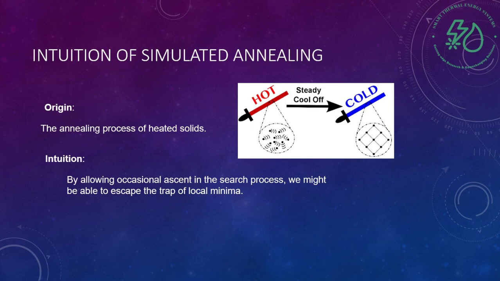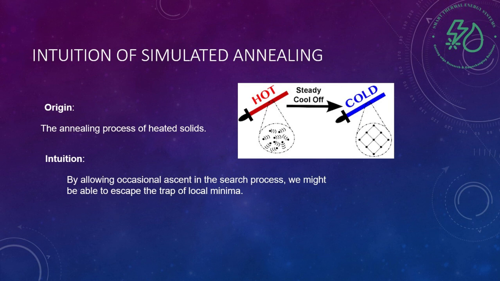Annealing is a heat treatment process used for metals and solids. The material is first heated to a high temperature and then cooled slowly. This slow cooling helps the atoms arrange themselves into a more stable and lower energy structure.